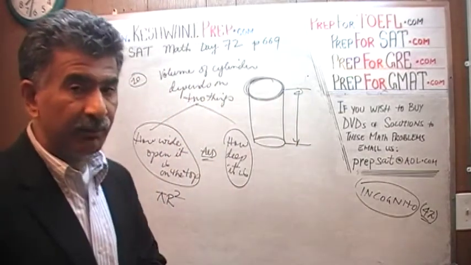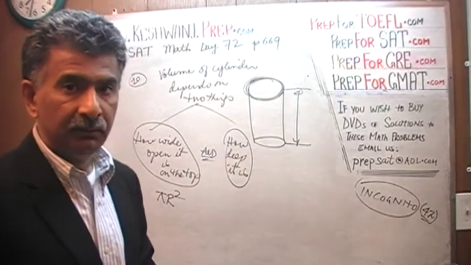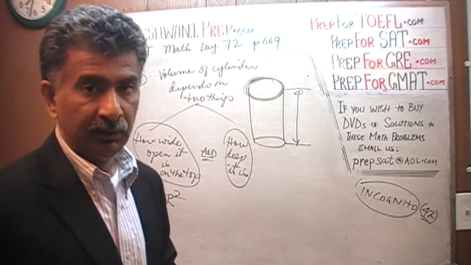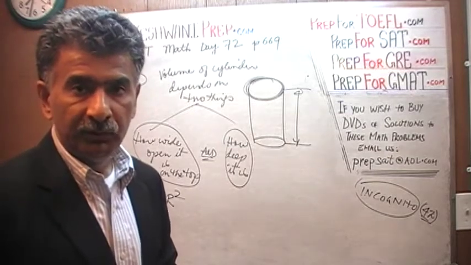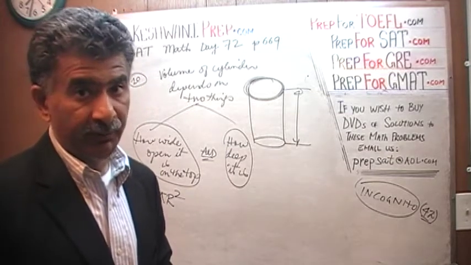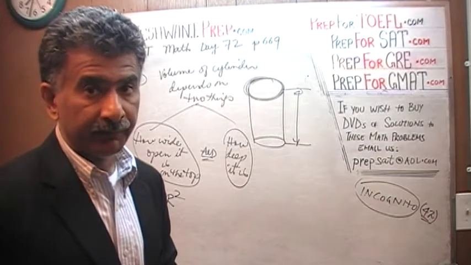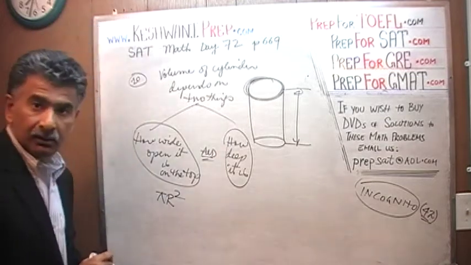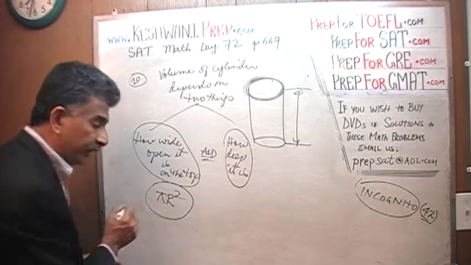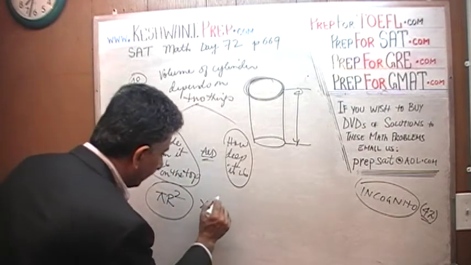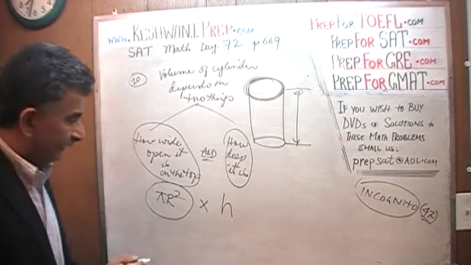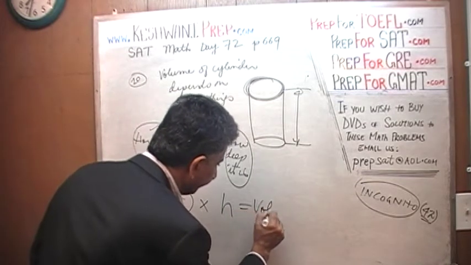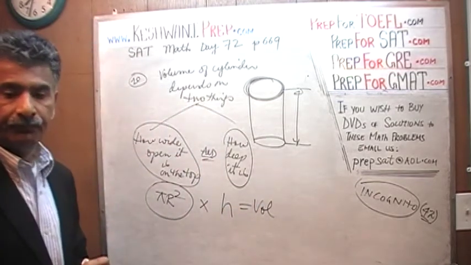Just like when we talk about the area of a rectangle, we need to know what the length is and we need to know what the width is. Once we know the length and the width, we just multiply the two things and we get the area. That's all. This is it. Once we know how wide open it is, we multiply it by how deep it is. And that's it, that's our volume. That's the volume of the cylinder.